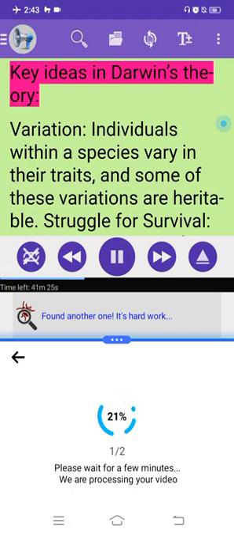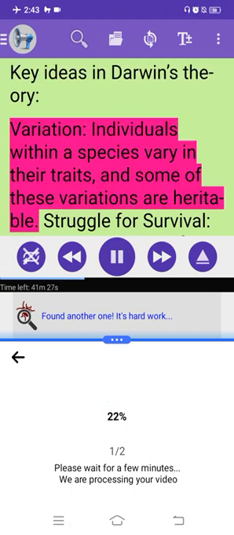Key ideas in Darwin's theory. Variation. Individuals within a species vary in their traits, and some of these variations are heritable. Struggle for survival.